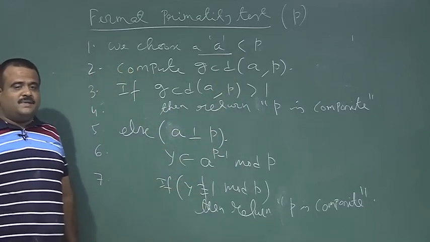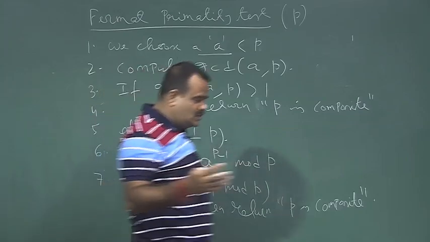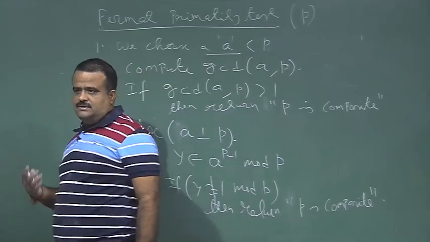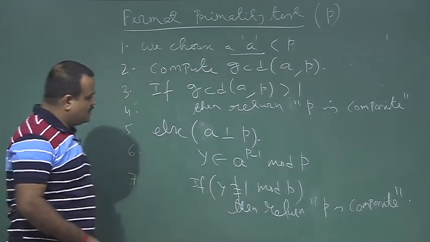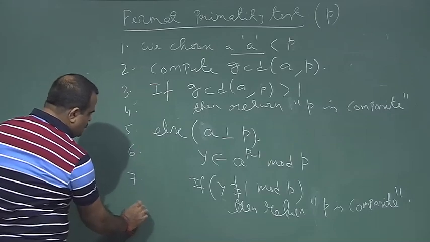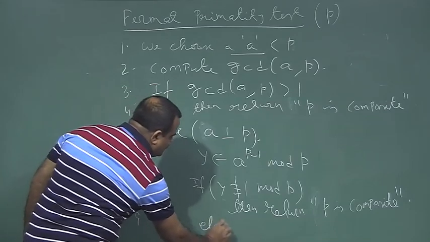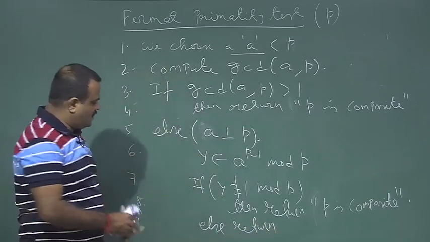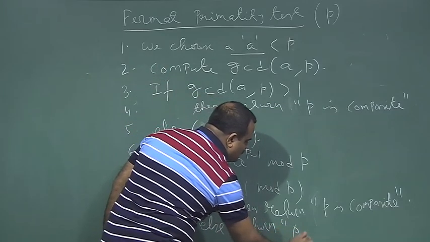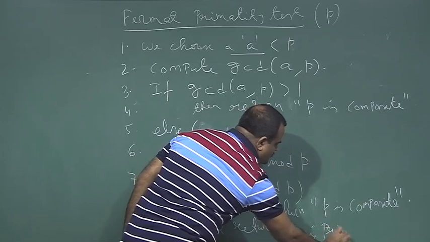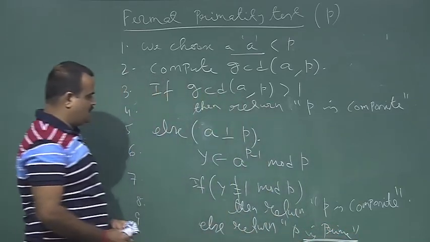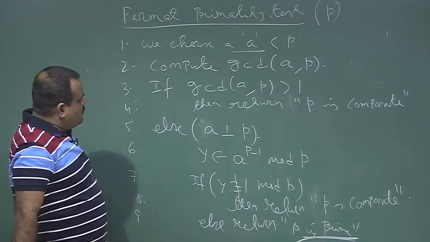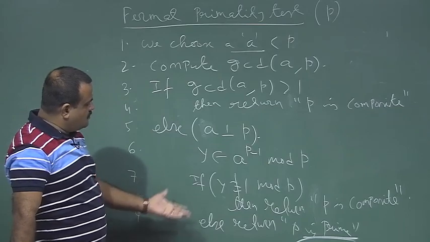If we could test for all possible A which have GCD with P equal to 1, and if it gives us A to the power P minus 1 is 1, then return P is prime; actually, this is probable prime. That means P is prime base A, but this prime is also probable prime. Okay. So, this is the code for Fermat's primality testing. So, this will give us probable prime.